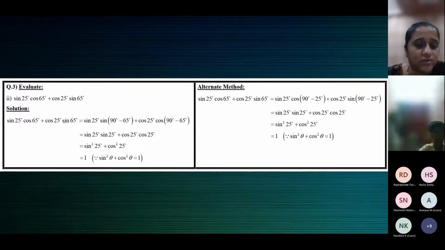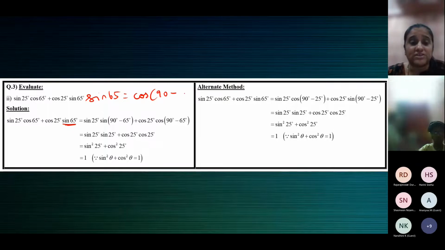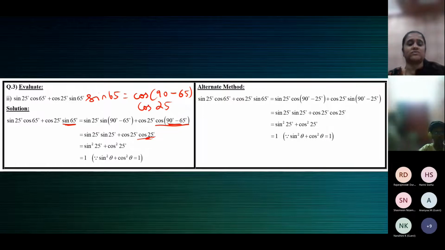Here also in this part, sin 65, I'm using the rule. What is sin 65? Sin theta is cos 90 minus theta, 65. Now I've used the rule. Now in the next step, I'll only subtract. Cos 90 minus 65 is 25. Cos 25. So see, I applied the rule, and then next step, I'm only subtracting. 90 minus 65 is 25. Cos 25. And then this product is sin square 25. This product is cos square 25, which is 1.